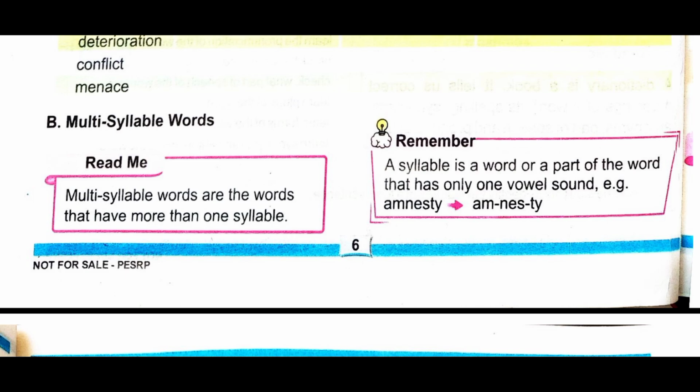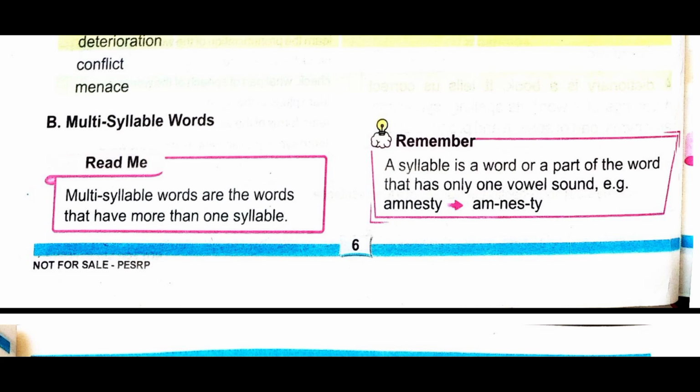Read me. Multisyllable words are words that have more than one syllable.